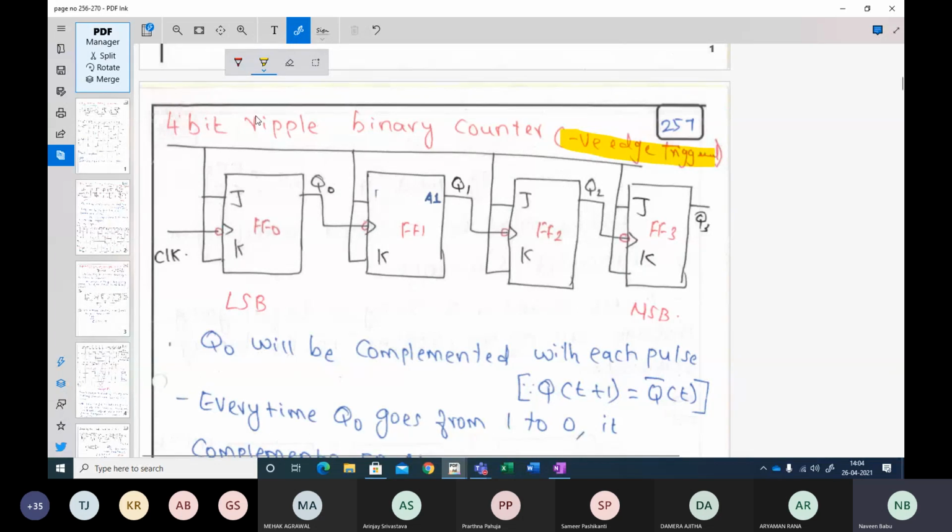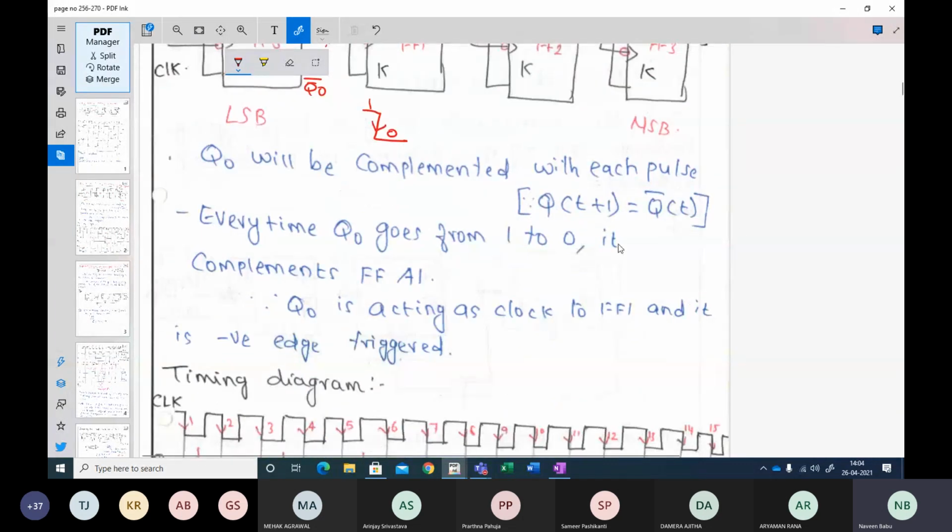What negative edge triggered means is, unlike the previous case where you connected your Q0 bar output to the clock here, you are connecting the Q0 output to the clock. In this case, every time you have a falling edge of the clock, from 1 to 0, the next flip-flop gets triggered. Let us look at the timing diagram here.